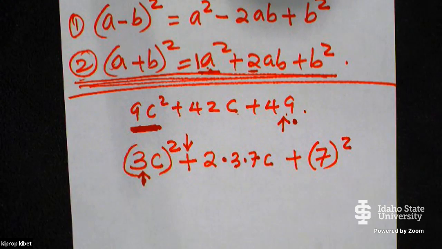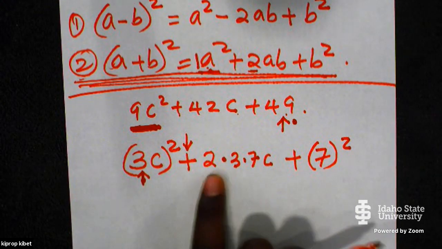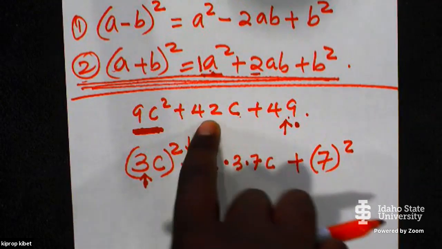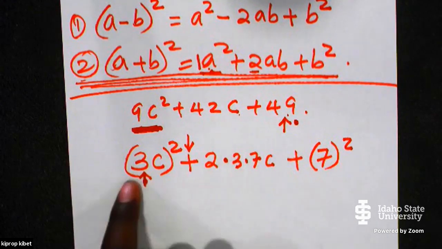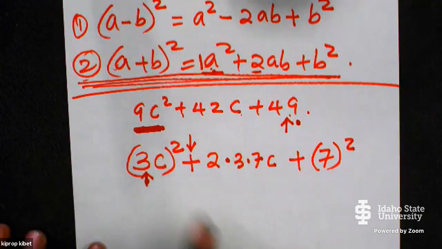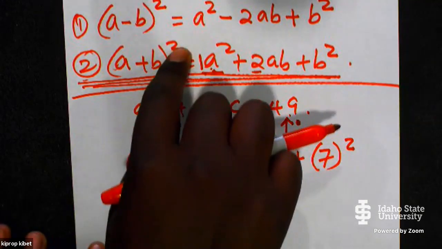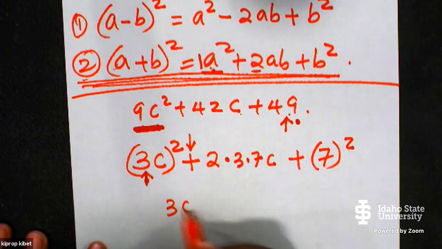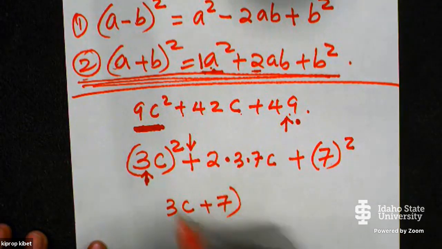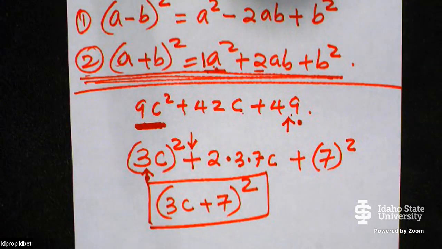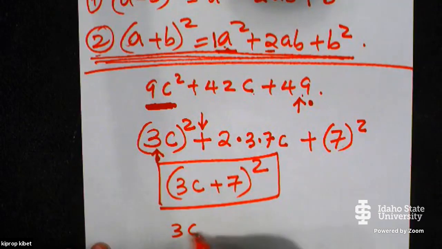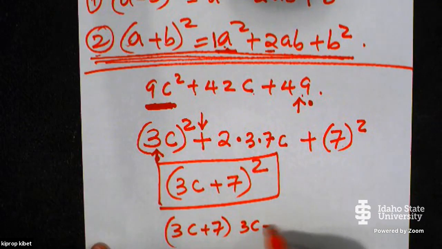So when you multiply 2 times 3 times 7, is it giving us 42? So it is giving us 42. So that means this is a what? Perfect square. So this we now write in the form A plus B squared. So it will now be 3c plus 7 squared. And that is the factors of this solution here. So this is the same as 3c plus 7, 3c plus 7.